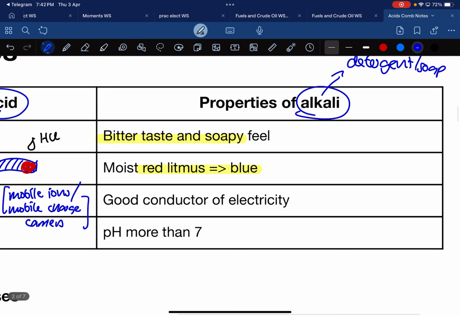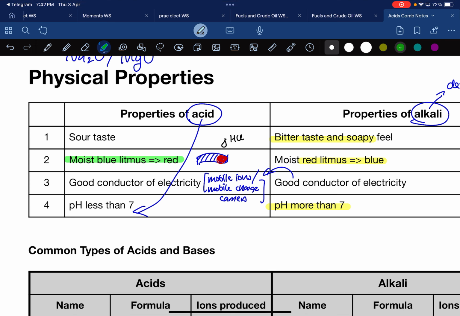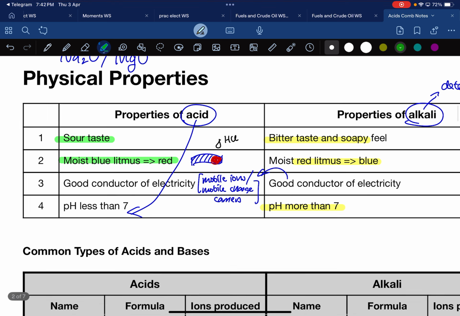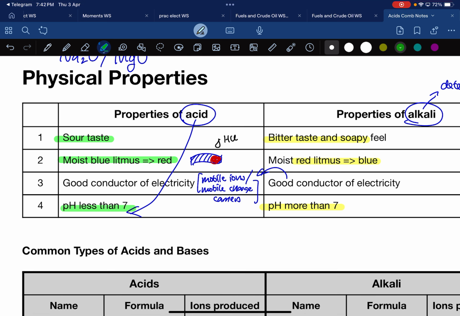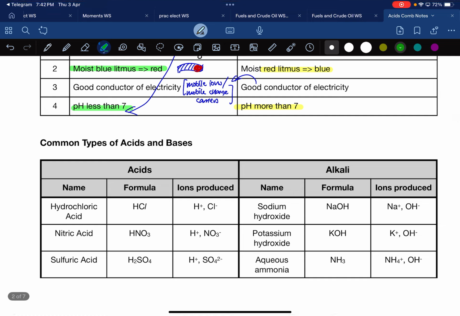Is it a good conductor of electricity? Yes, same reason as before. Then your pH is more than 7 now. See, it's all the opposite of your acid, so it's relatively easy to remember. Sour versus bitter. pH less than 7 versus more than 7. Blue to red, red to blue. Easy? Good. Let's learn some common types of acids. These formulas need to be memorized eventually.